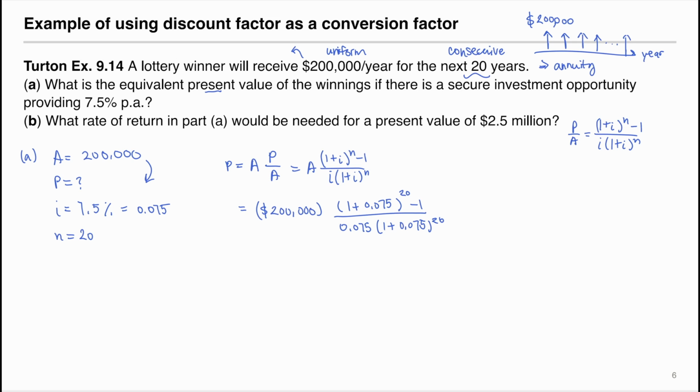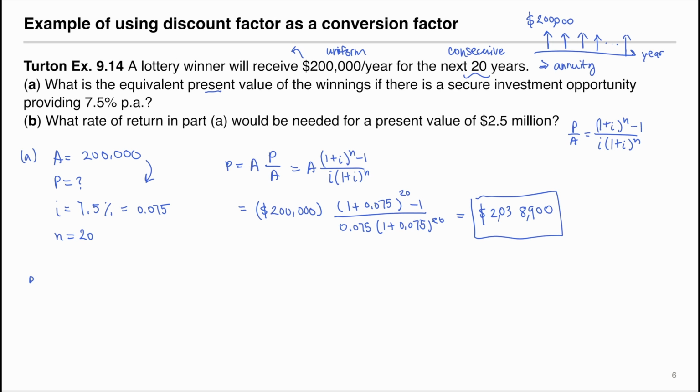Then this is a calculator's job. We will not do that by hand. The numerical value I got is around 2,548,389. Need to move around the comma. This is the final value for part A.